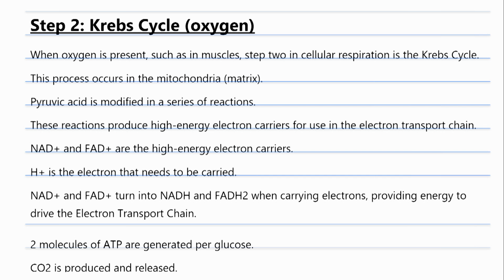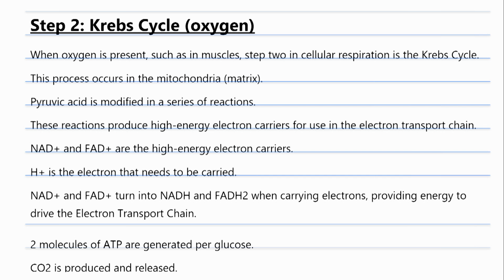Okay, we're going to use pyruvic acid that we made in glycolysis. It is going to be modified in a series of reactions. These reactions produce high energy electron carriers that can be used in the electron transport chain. NAD plus and FAD plus are the high energy electron carriers. H plus is the electron that needs to be carried. So the NAD plus and the FAD plus turn into NADH and FADH2 when carrying electrons, providing energy to drive the electron transport chain. 2 molecules of ATP are generated per glucose, and CO2 is produced and released.